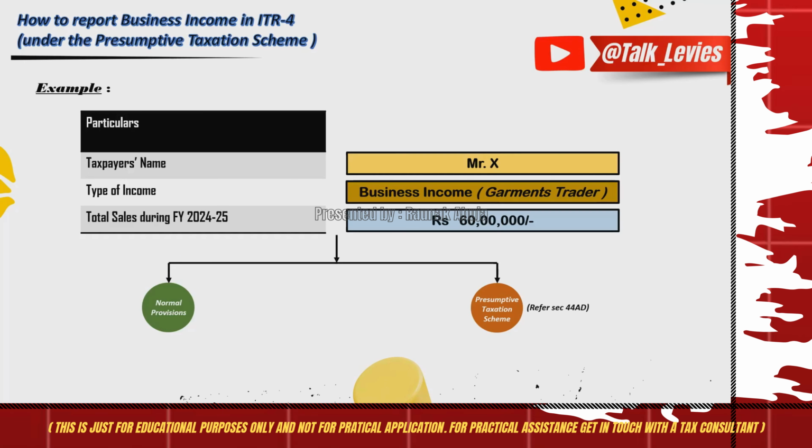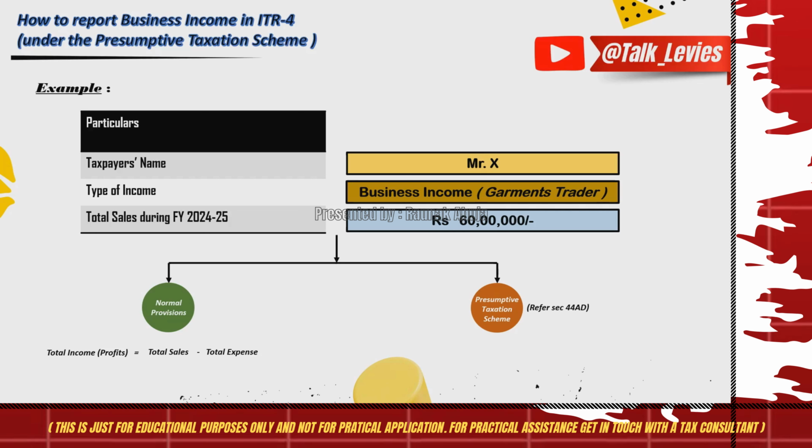The first way is to calculate as per the normal provisions, and the second way is to calculate as per the presumptive taxation scheme, that is as per section 44AD. Under the normal provisions, the total income or profits is calculated by reducing total expenses from the total sales. That is, in this case, you need to obtain the entire total expenses information as well as the total sales information from the taxpayer for filing the return.